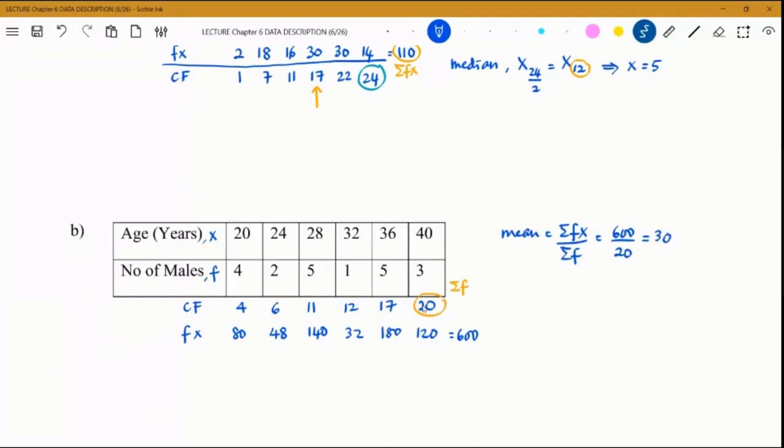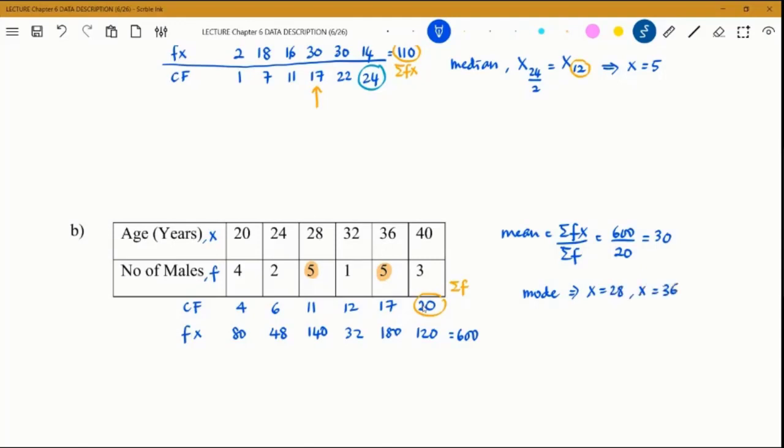So for the mode, so the highest frequency kalau kita nampak di sini adalah 5. Ini pun 5. So we have twice. So X equal to 28 and X equal to 36.